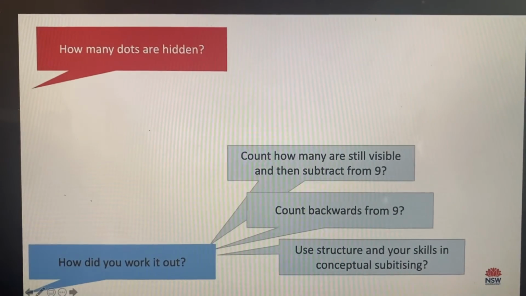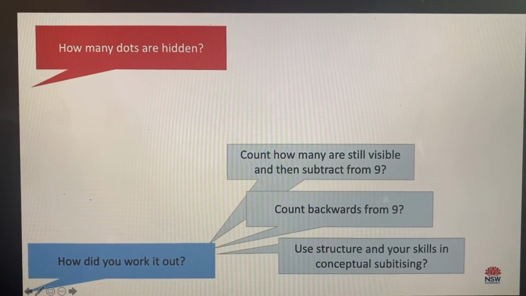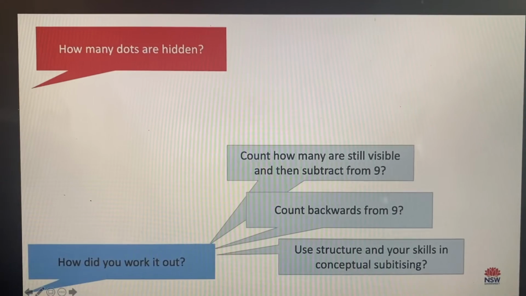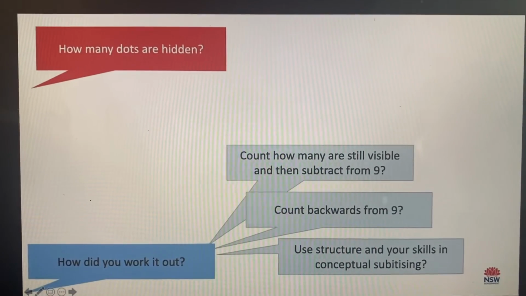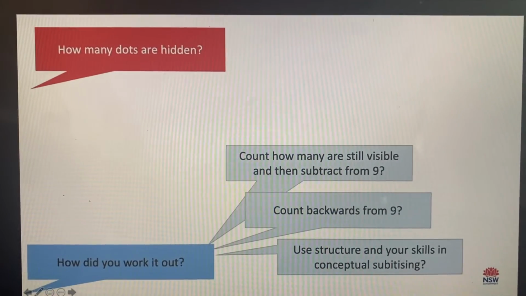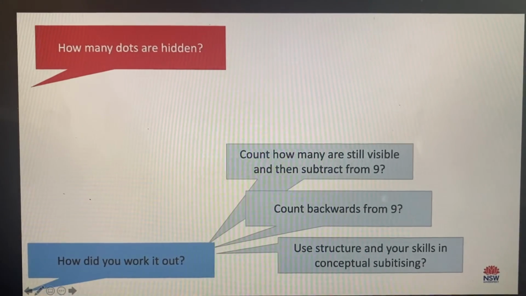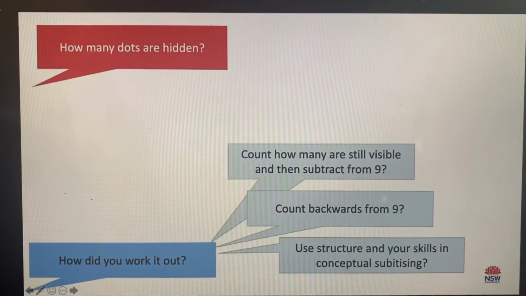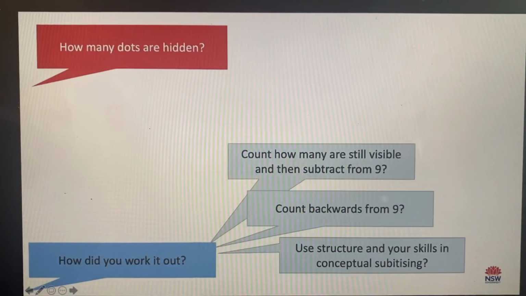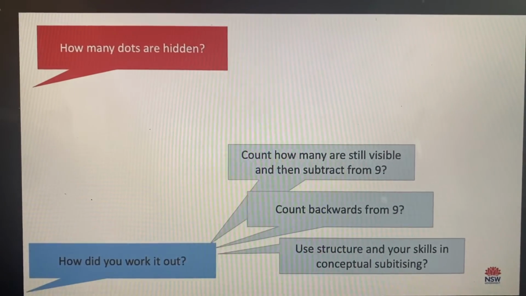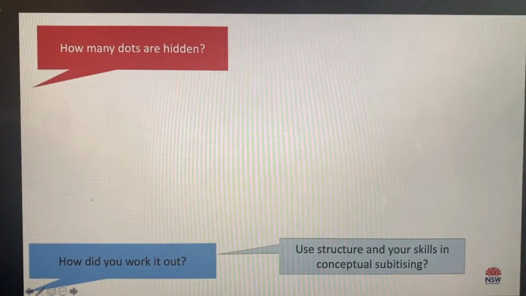What we've learnt with our students is that if we ask slightly different questions, and if we talk about how we saw the 9 before we cover some of them, we can help students use a range of mathematical processes to determine how many are hidden, including but not limited to their skills and understanding in counting. So let's look at how we might do this.